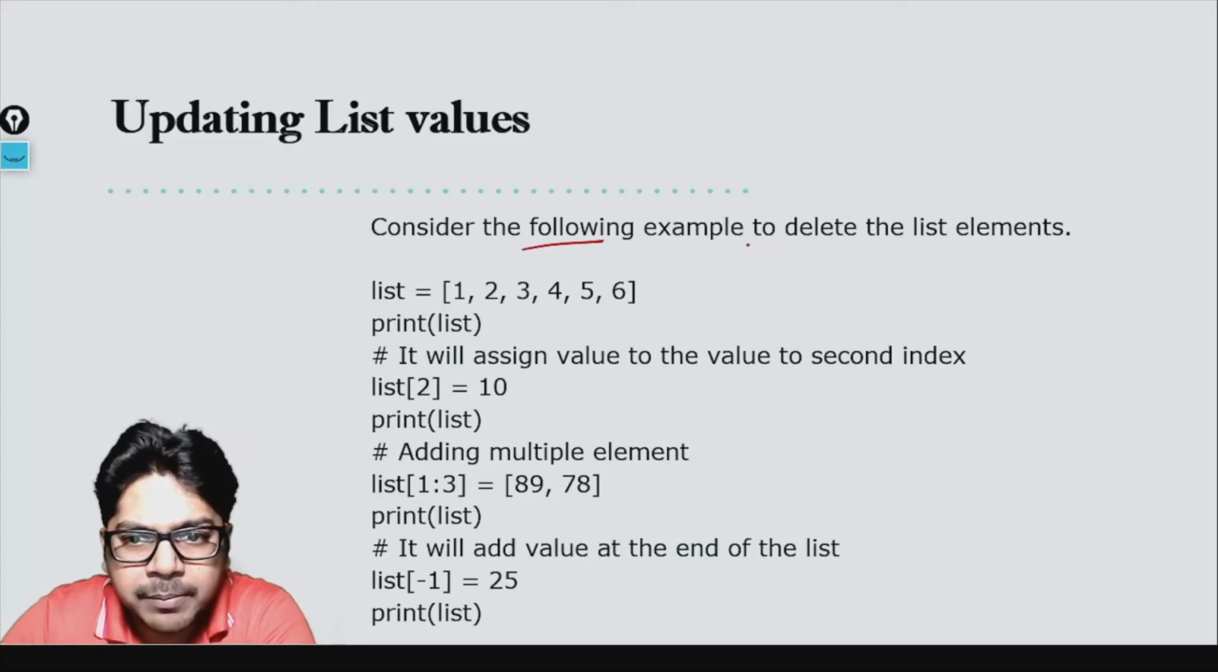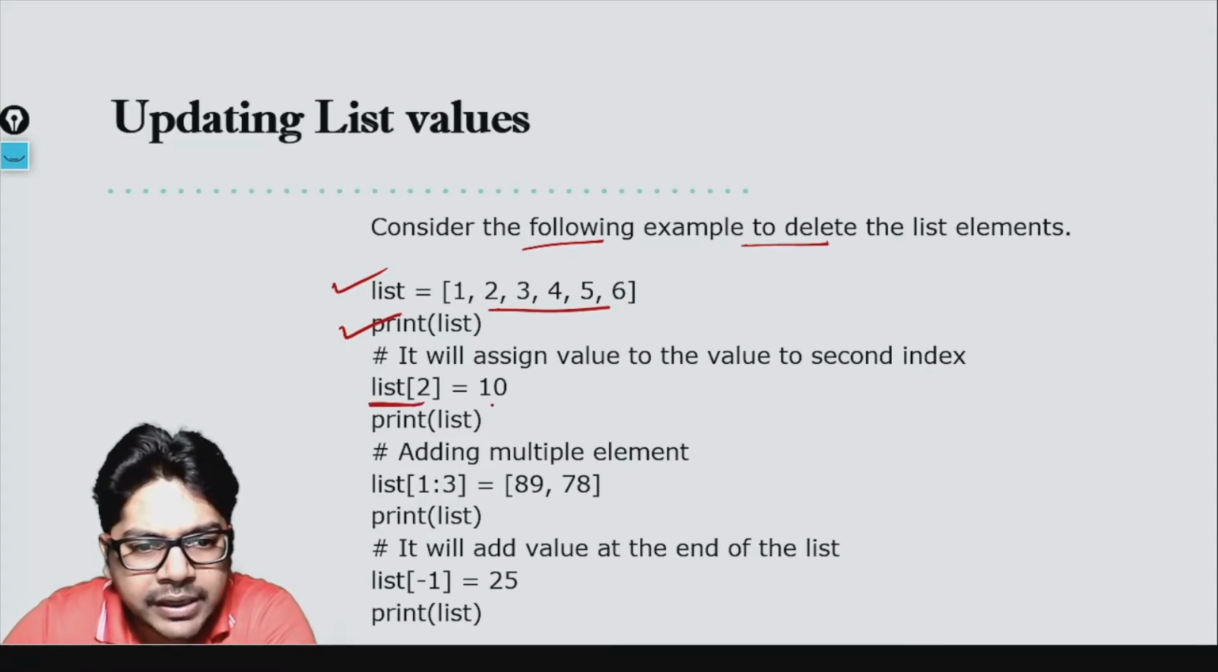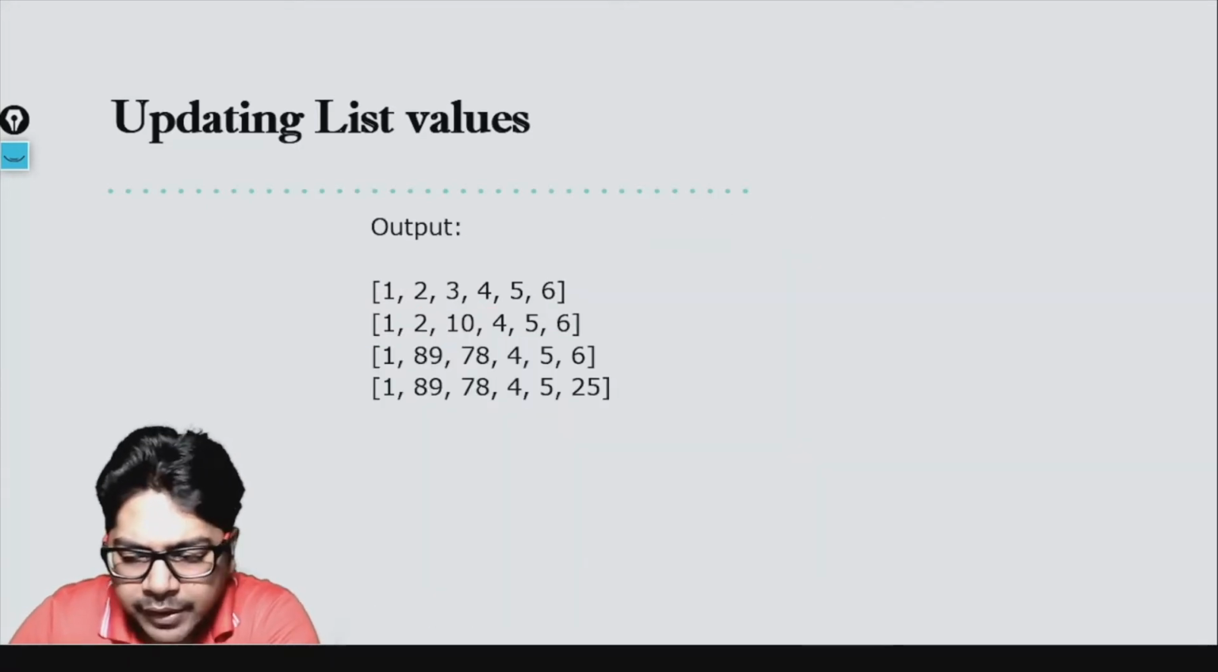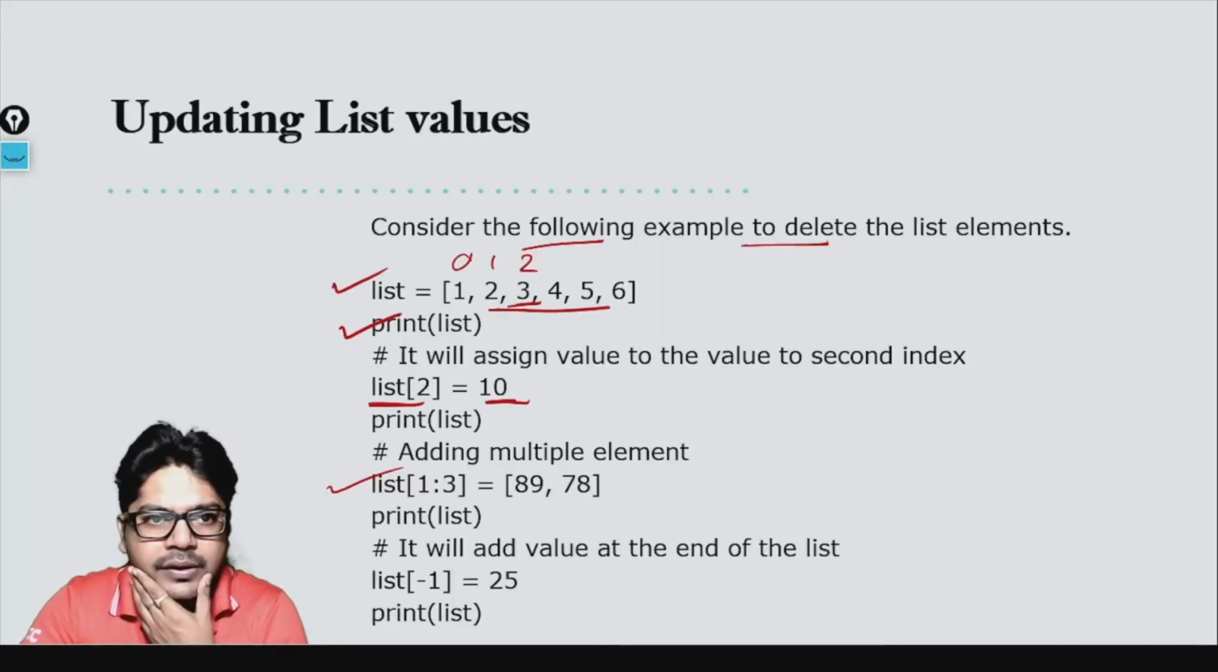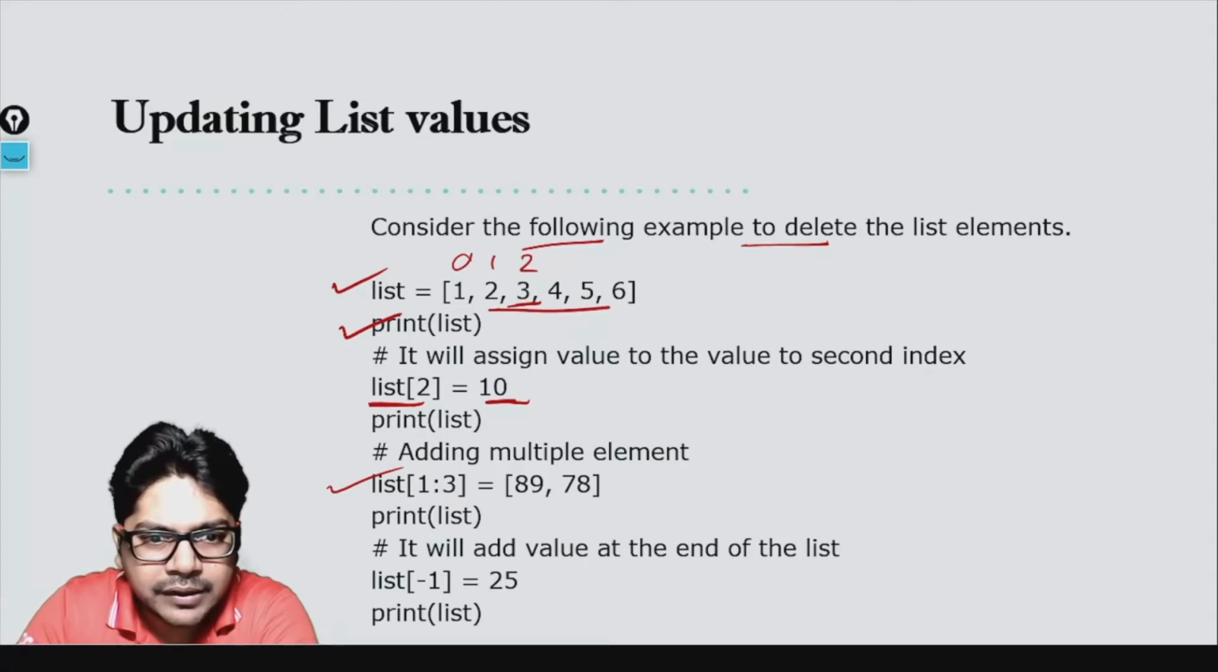Okay, so here you see updating the list value. Consider the following example to delete the list element. We have a list 1 2 3 4 5 6. We printed the list, then we are updating list 2 equal to 10. So here 0 1 2, so the third element will get replaced with 10. Then we are adding multiple elements that we already saw, and I guess this is the previous example that we have taken. Okay, so there was just a mistake with the slide.